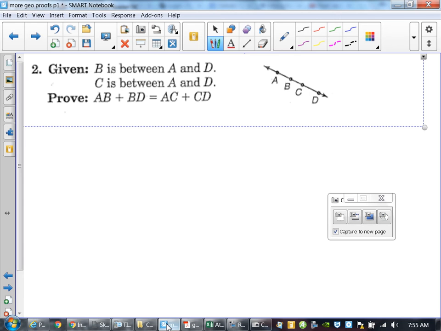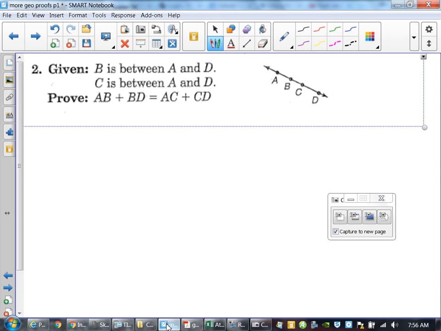Given B is between A and D, C is between A and D. What you have to understand is when you say that B is between A and D, A and D are what? The endpoints, yeah, they're the endpoints. If B is between them, that means two segments are formed.